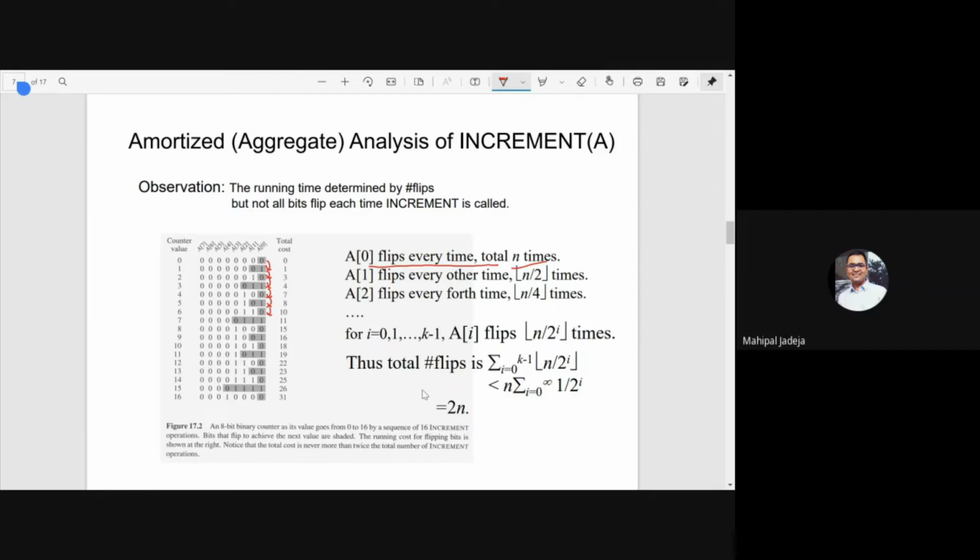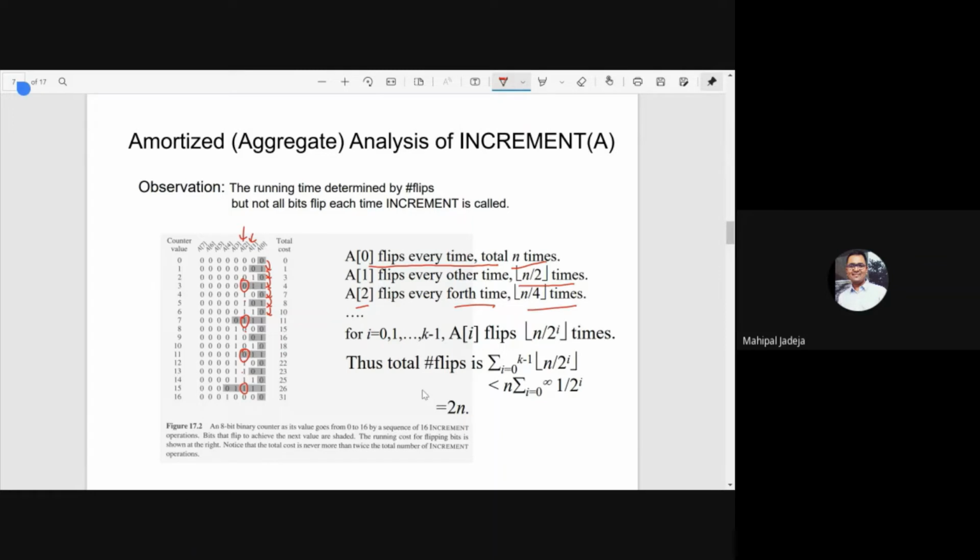Now, if I consider A of 1, then A of 1 is changing every other time. You can see here, it's 0, 0, then 1, 1. Then again 0, 0, then 1, 1. Then again 0, 0, then 1, 1, and so on. So it will change exactly floor of n by 2 times. Similarly, A of 2, the next bit, will flip every fourth time. You can see it's 0 here, then it will be converted to 1, then this 1 is converted into 0, then this 0 will be converted into 1, and so on, right?